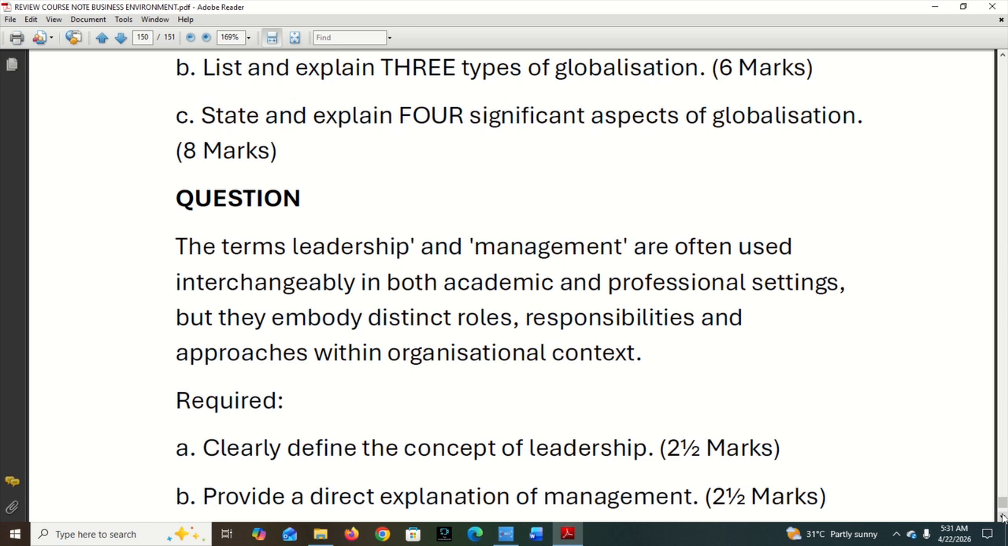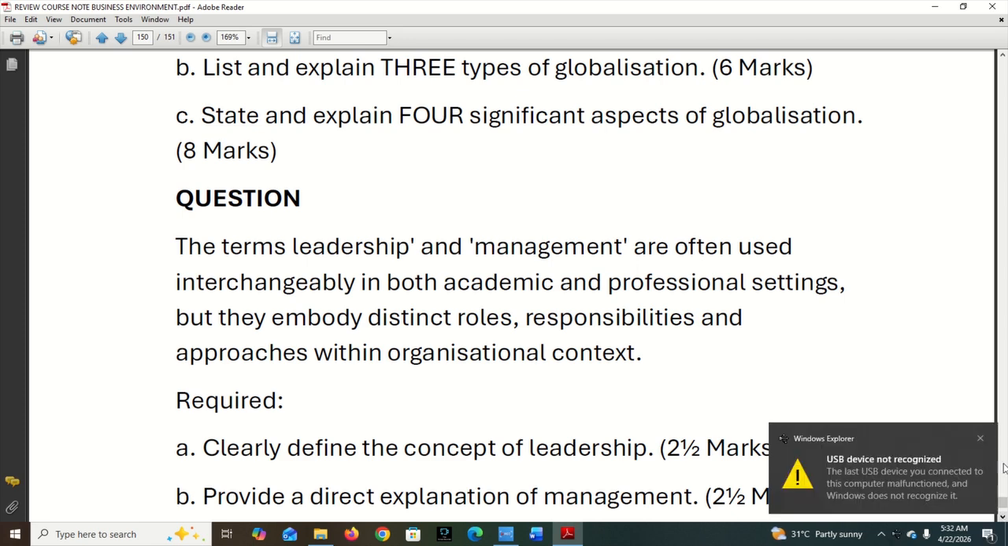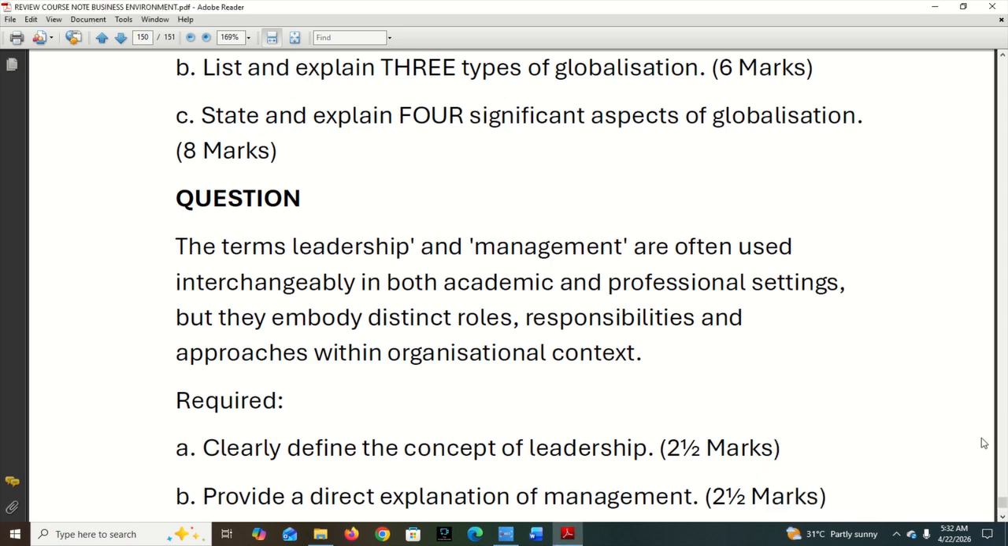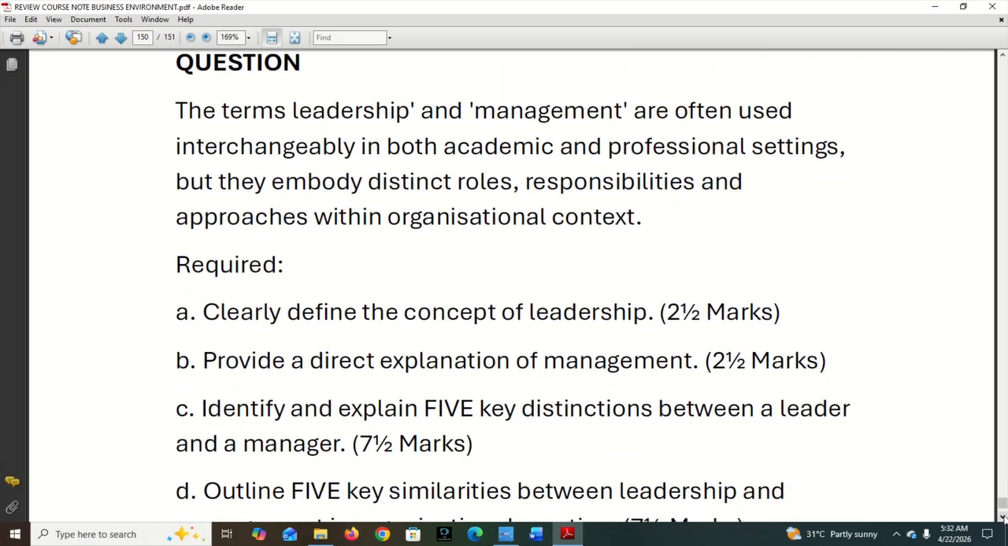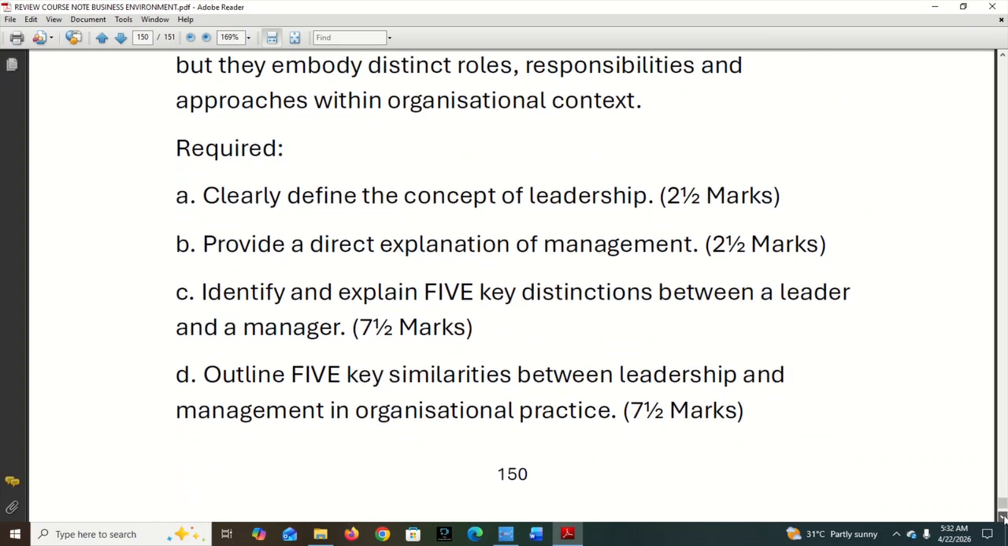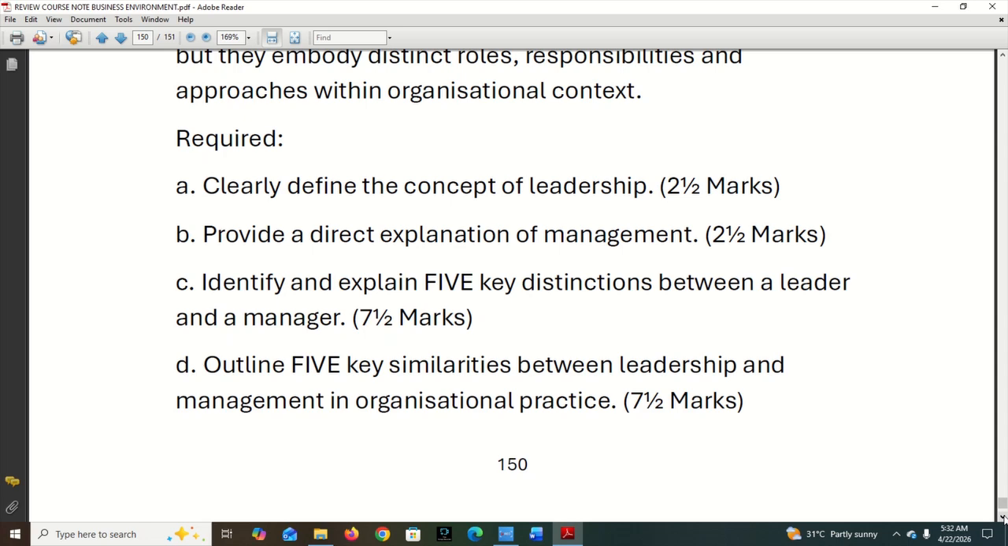I've dealt with that in the previous one, 2.5 marks. Next, provide a direct explanation of management. What is management? Another 2.5 marks. Then identify and explain five key distinctions between a leader and a manager. Each one is 1.5 marks. So that also tells you that you just explain in very short lines the key distinction.